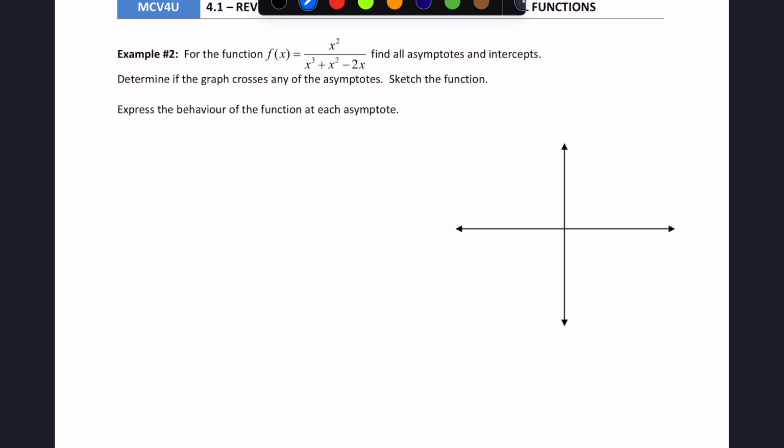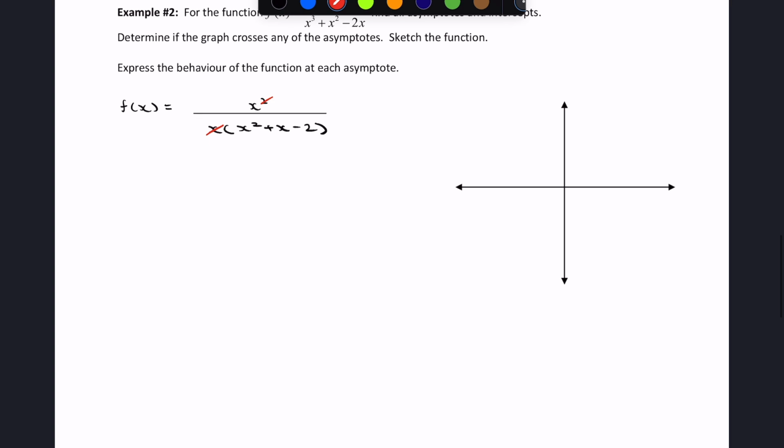So here, if we rewrite this as f of x is equal to x squared over, and here we can factor out at the bottom of x cubed plus x squared minus 2x, we're going to factor out a common factor of x, left with x squared plus x minus 2. Here we can cancel out one of the x from the numerator and one of the x from the denominator. So here we'll be left with f of x is equal to x over, and we can factor x squared plus x minus 2 to be x plus 2 and x minus 1.